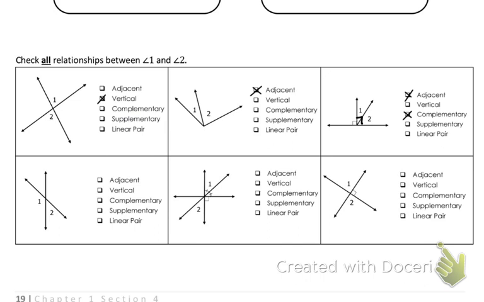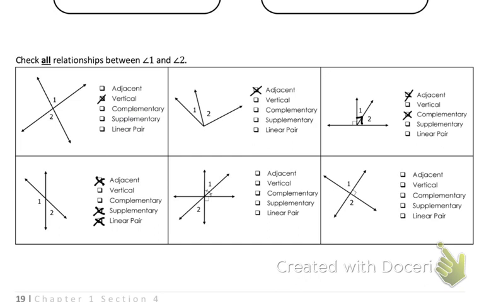Are 1 and 2 adjacent? Are they pasted to each other? Yes. They just share a side. So that's adjacent. Are they vertical? No. Do they add to 90? No. Do they add to 180? Yes. Are they a linear pair? Yes, they make a straight line. They do make a straight line, because when you form them, they look like that.